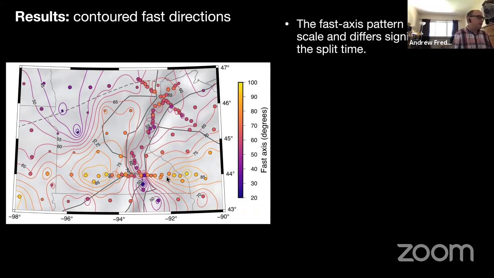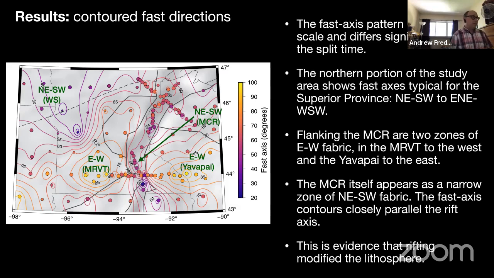This isn't just a few stations, and you can see you can follow it up the rift. It's not just showing up on the SPREE stations, it also shows up in the Transportable Array stations. There seems to be a zone of altered fabric orientation following the rift axis. So if we throw some zones onto this, we can say that there's a northeast-southwest zone within the rift itself, another northeast-southwest zone in the Western Superior, and then east-west oriented zones in the Minnesota River Valley terrane and in the Yavapai, one of the Proterozoic origins.